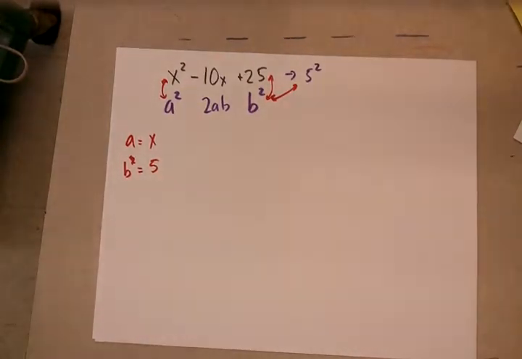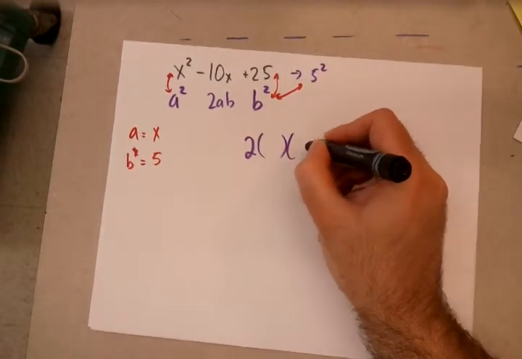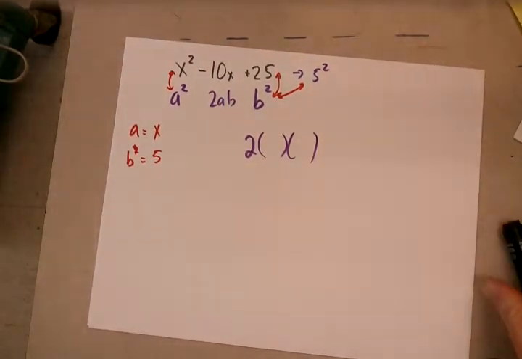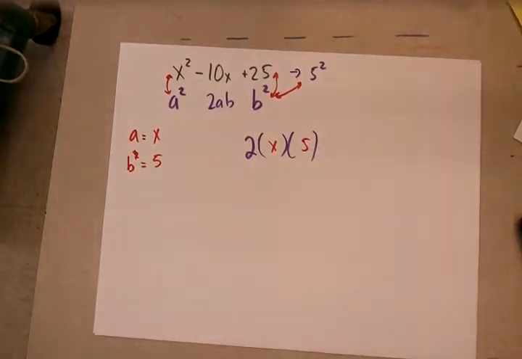Then we have to figure out our middle. The middle is 2 times the A and the B. Well, the A is the x, the B is the 5. So let's go ahead and multiply it through and see what we get.